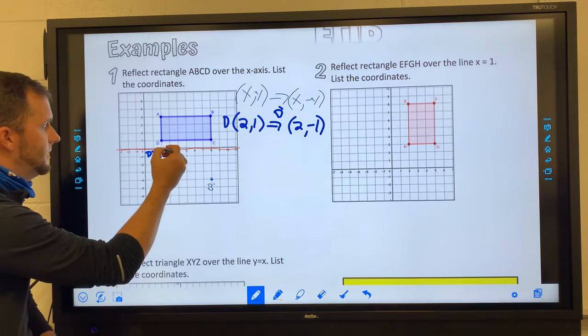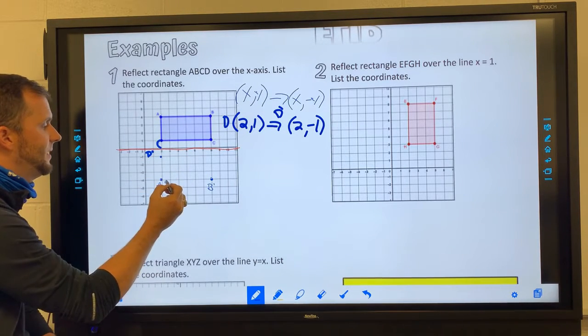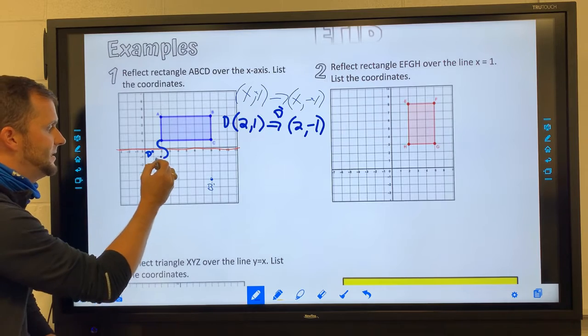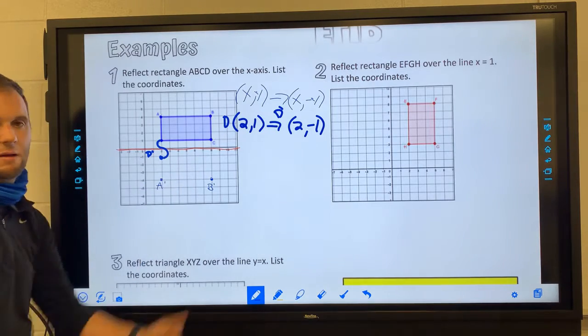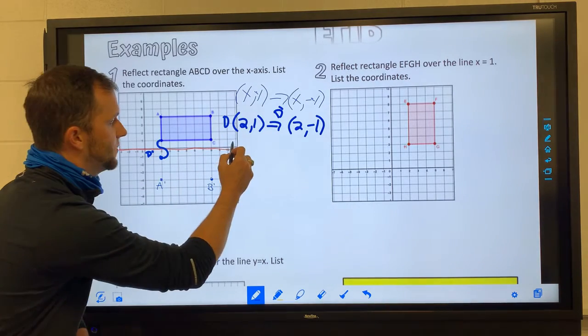Now let's just look. D is 1 space away from the x-axis. I'm going to go 1 space down, and that's where I'm going to put it. So it worked out mathematically. Now let's work C.